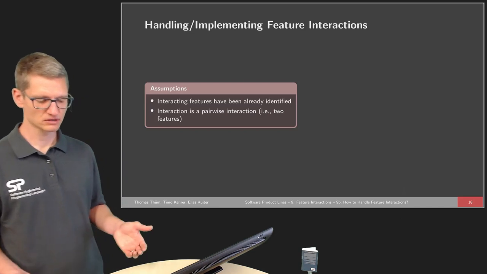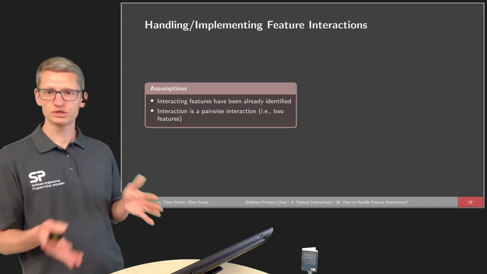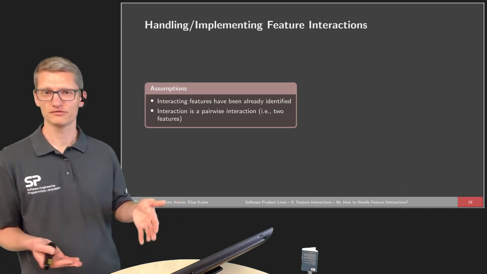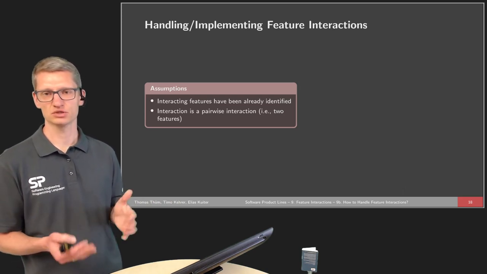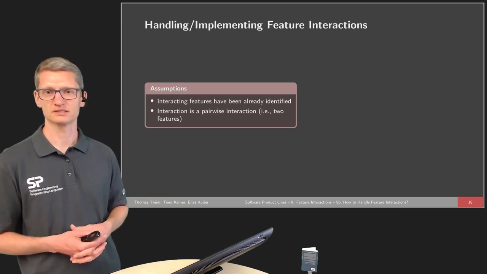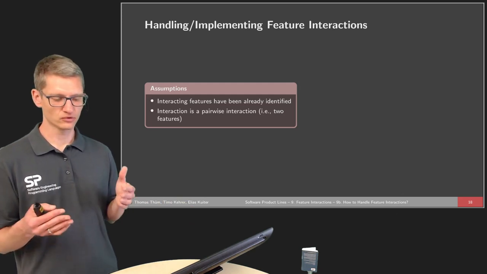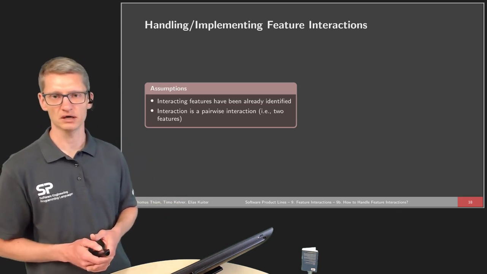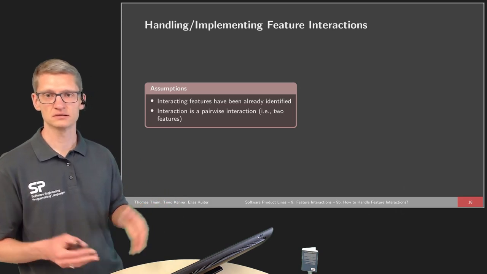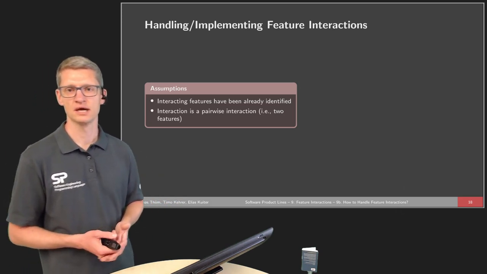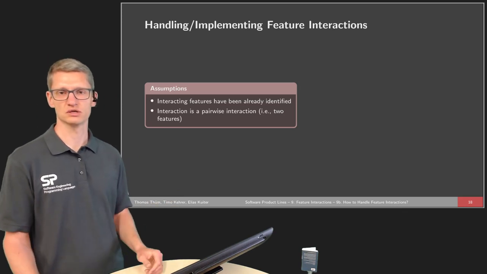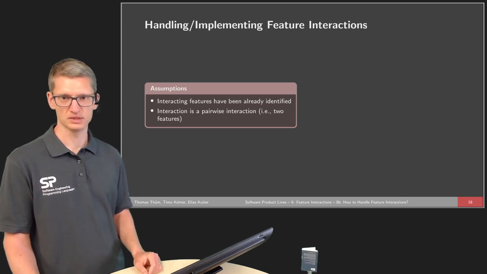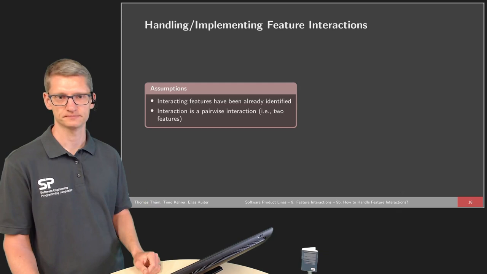The basic assumption that we have is that we already identified which features are interacting with each other, and these can be one feature interacting with the base implementation, but also a pairwise or three-wise or higher order interaction. For simplicity, we will look at pairwise interactions only in this part, but the strategies being discussed here, how to handle and how to implement feature interactions, are actually more general and could also be considered for feature interactions of a higher order, or even for interactions of a feature with the base implementation.